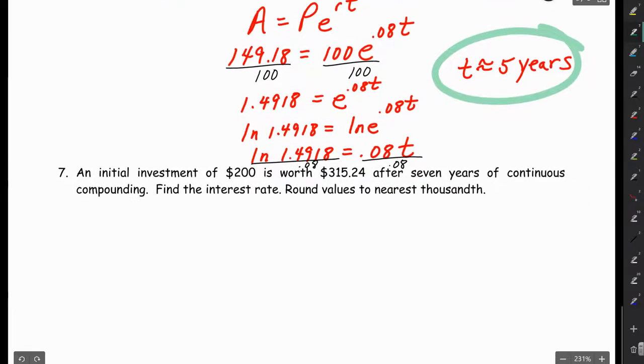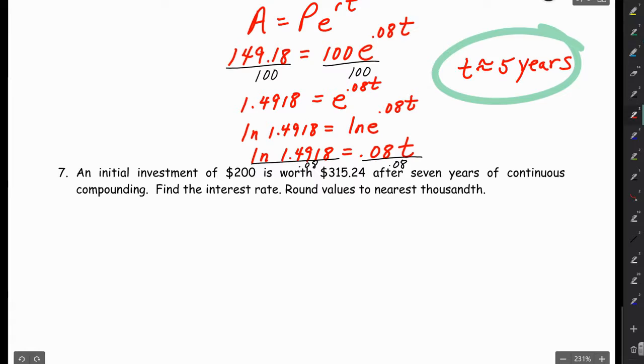All right, I would try number 7 on your own, and when you're ready, come back to the video. An initial investment of $200 is worth $315.24 after 7 years of continuous compounding, right? So we know we're using PERT. Find the interest rate, round values to the nearest thousandth. So we're looking for a rate, we're rounding to the nearest thousandth.